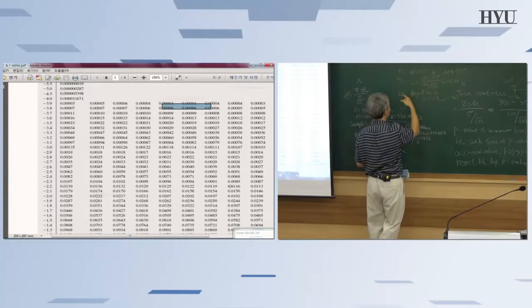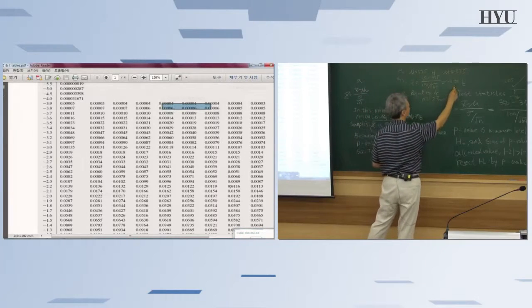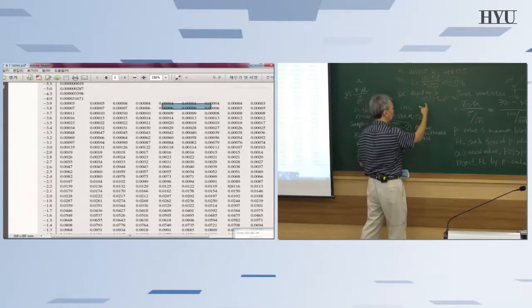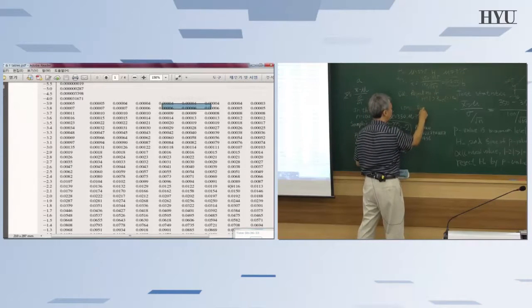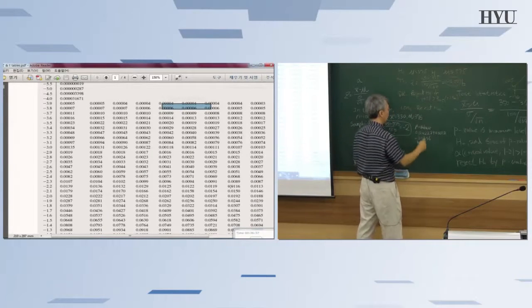All right, and then the next item is conclusion. 1, 2, 3, 4, 5, conclusion. Well, since the absolute value of the test statistic is 2, which is greater than the critical value, your conclusion is reject the null hypothesis.